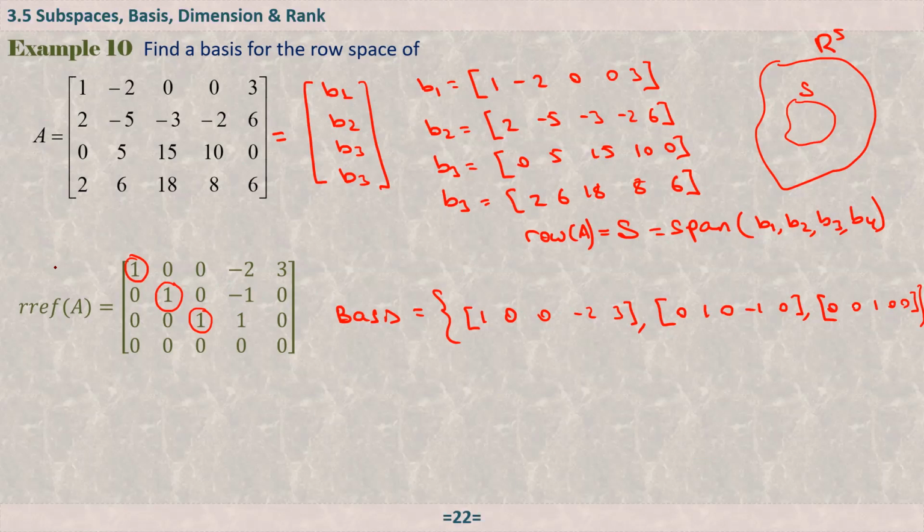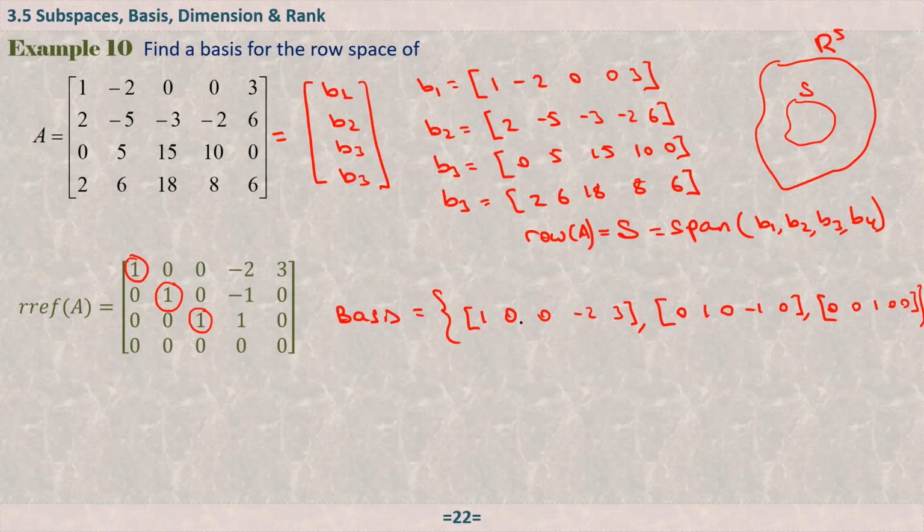That means that if you pick any vector from the row space of S, that vector is just obtained by a linear combination of these rows. I can express that vector as a linear combination of these 3 vectors, and these 3 vectors are linearly independent.